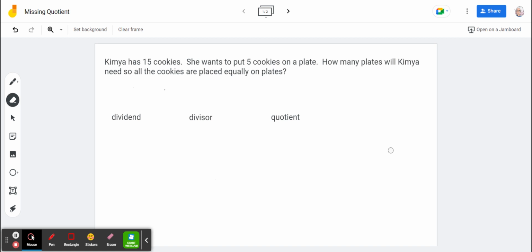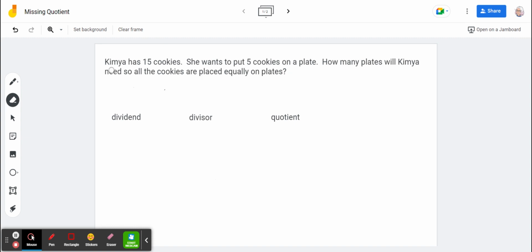Okay, so today I'm going to show you how a third grade student would find the missing quotient in a division problem. I'm going to show you two different versions of this problem, and I'll explain why I'm showing you those as we move along through the process of learning how to find a missing quotient. So let's get into the problem.